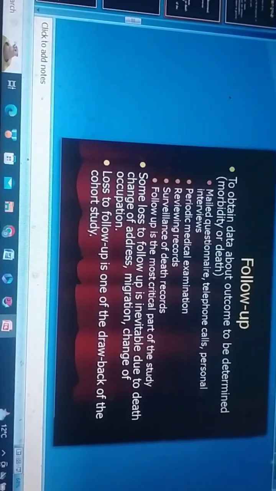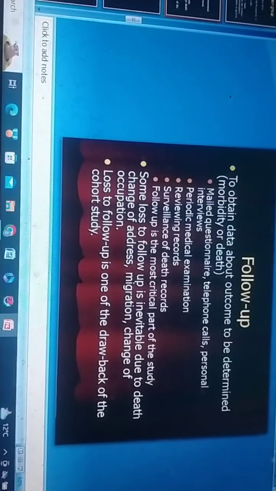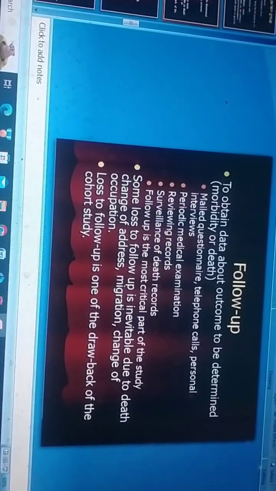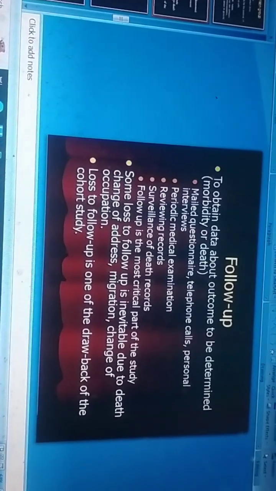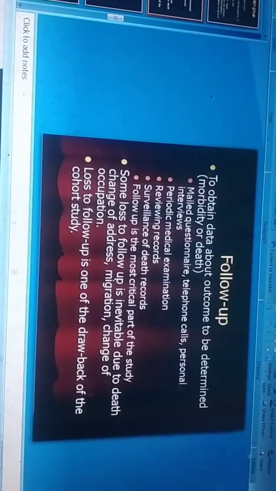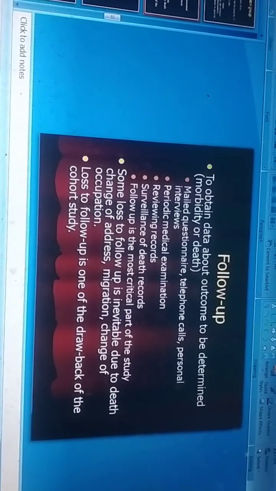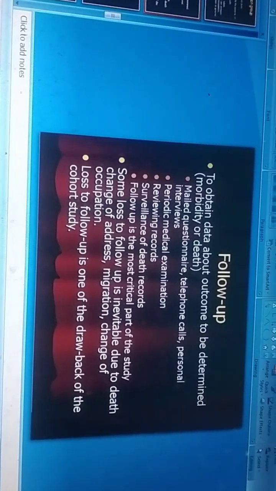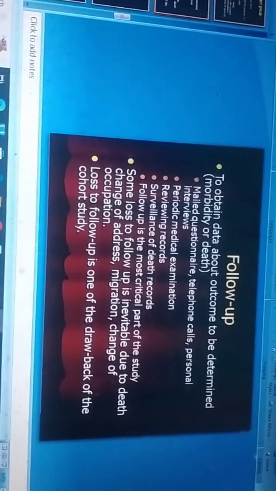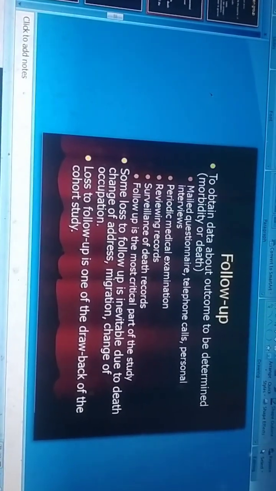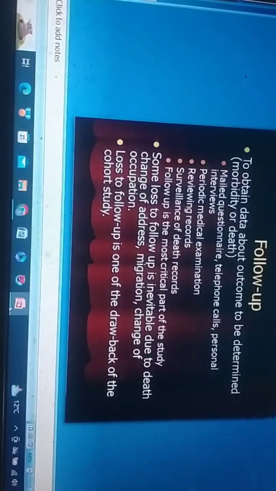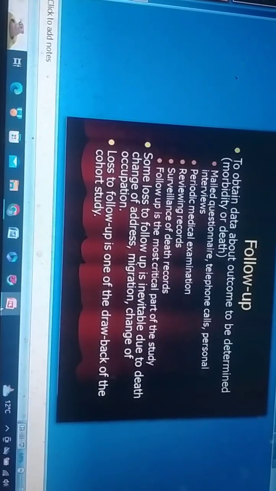Follow-up. To obtain data about the outcome to be determined, morbidity or death: mailed questions, telephone calls, personal interviews, periodic medical examinations, reviewing records, surveillance of death records. Follow-up is the most critical part of the study. Some loss to follow-up is inevitable due to death, change of address, migrations, change of occupations. Loss to follow-up is one of the drawbacks of the cohort study.